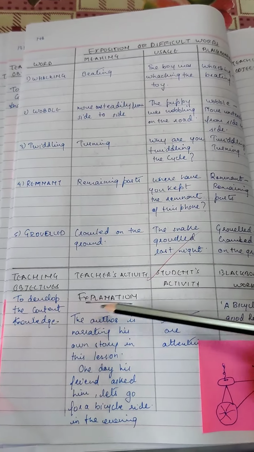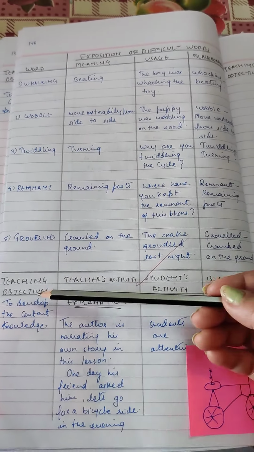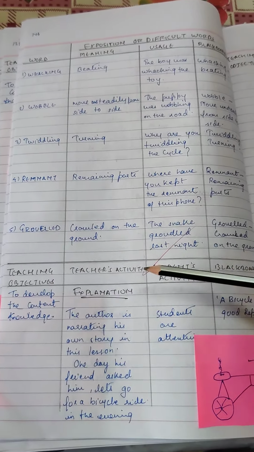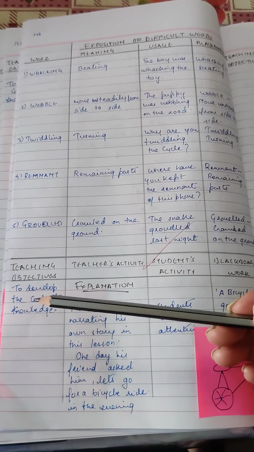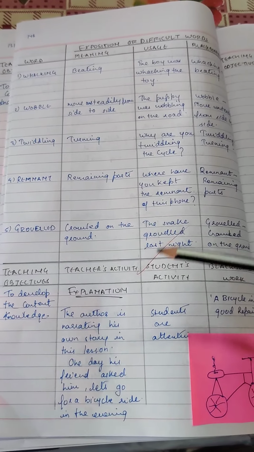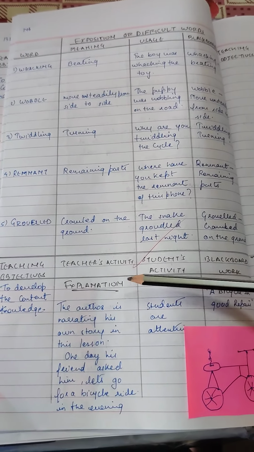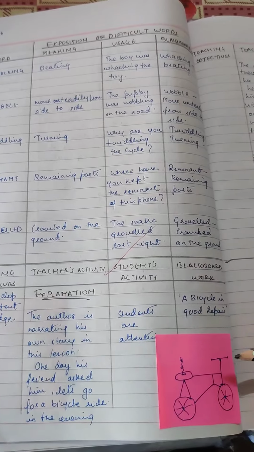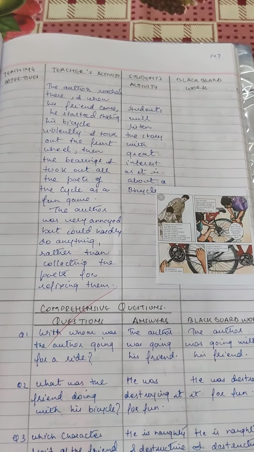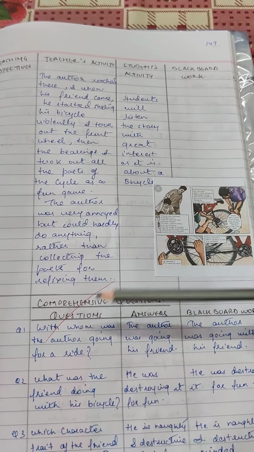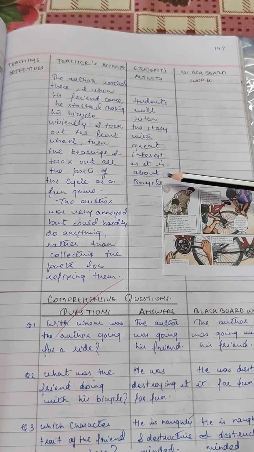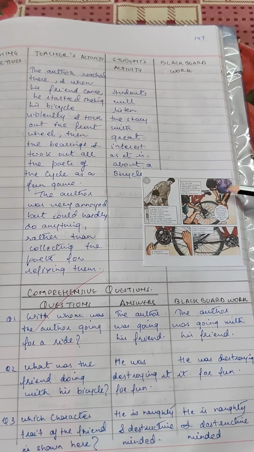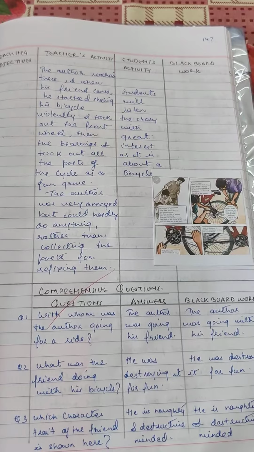The next part is the explanation part. Here you will again write the headings: teaching objective, teacher's activity, student's activity, blackboard work. The aim is to develop content knowledge. You will write the heading as explanation. The teacher is going to explain. Here I have stuck a picture of a bicycle. You can use your creativity. Explanation goes on. The students will listen to the story with great interest as it is about the bicycle. Again I have stuck the miniatures showing events.